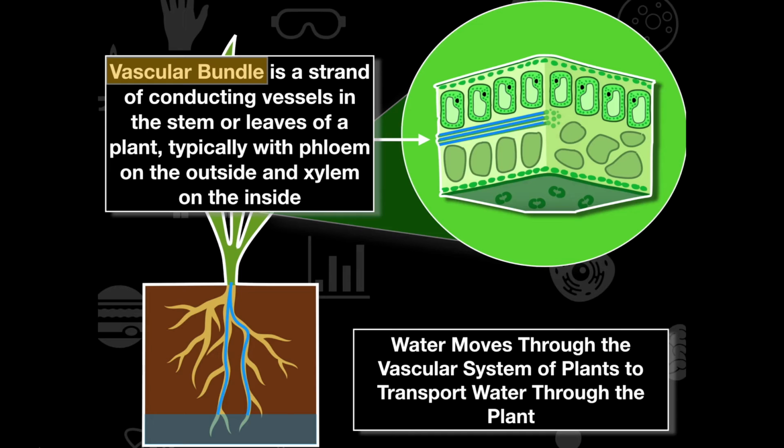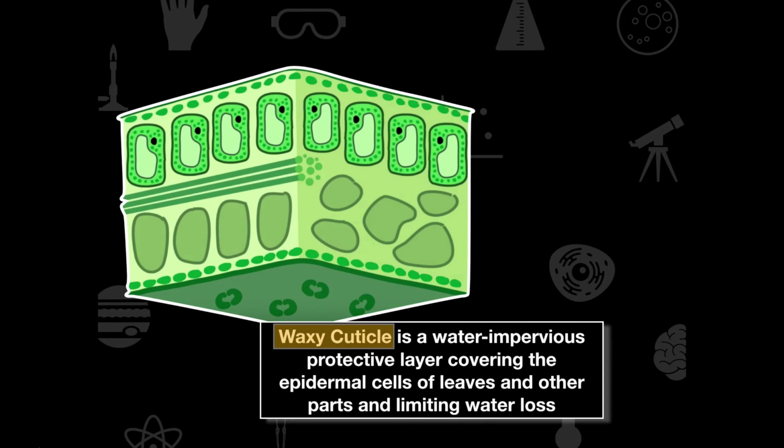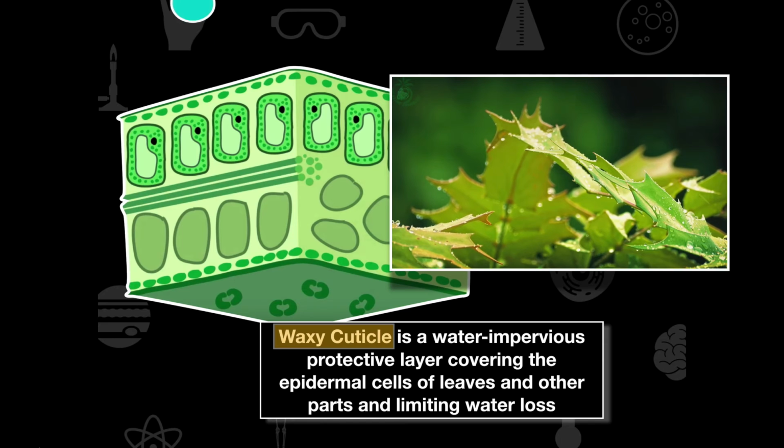So the vascular bundle is just like the veins in our body. It's allowing for the transpiration of water, the movement of water through the roots in joint contact with the stomatal cells, and allowing that water to move throughout the actual plant. Now, lastly, we have the waxy cuticle, and this is a water impervious protective layer that covers the epidermal cells.